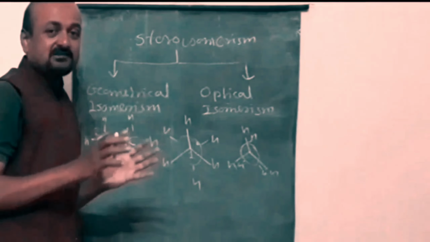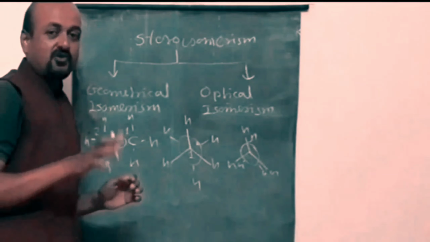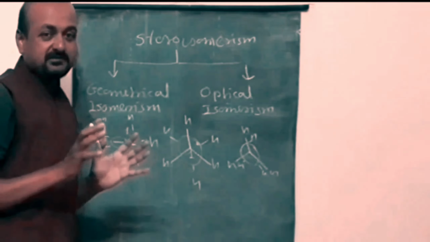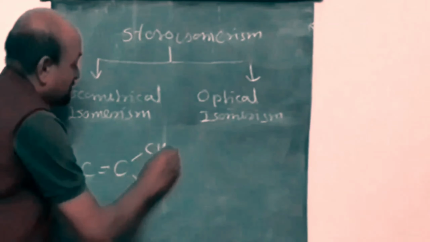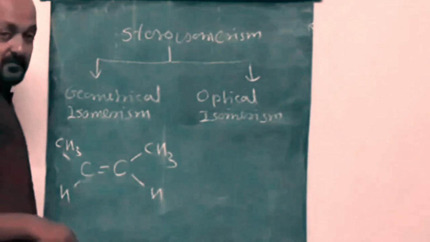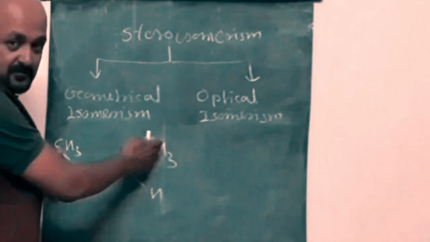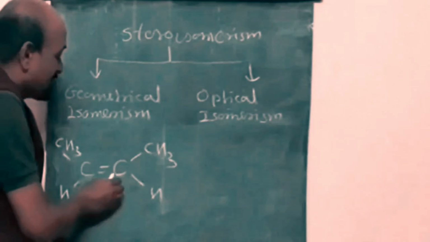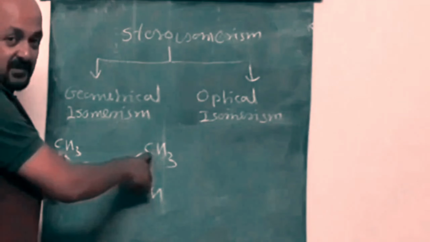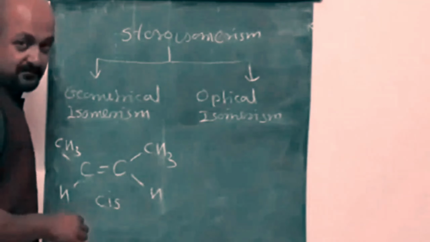But whenever there is a double bond or triple bond, there is no free rotation. That means the position of atom or group is fixed in space. For example, here these two methyl groups are on the same side of the double bond. Since there is no rotation about the carbon-carbon double bond, the position of the group is fixed. So this form is known as the cis form.